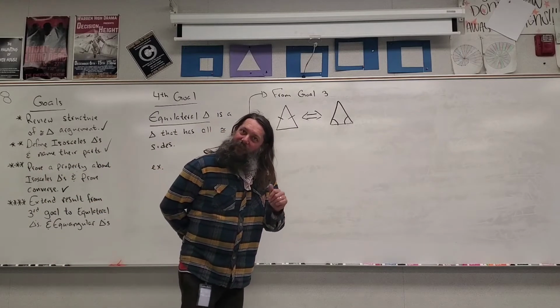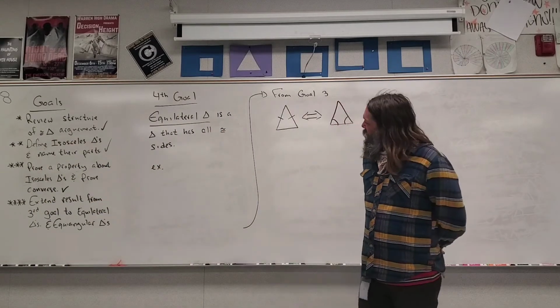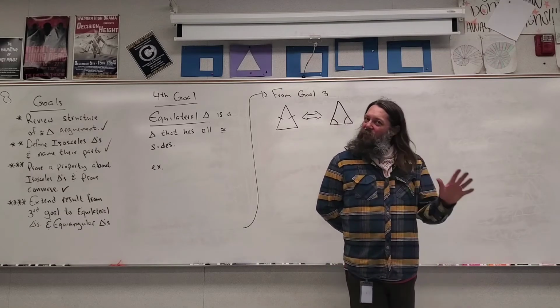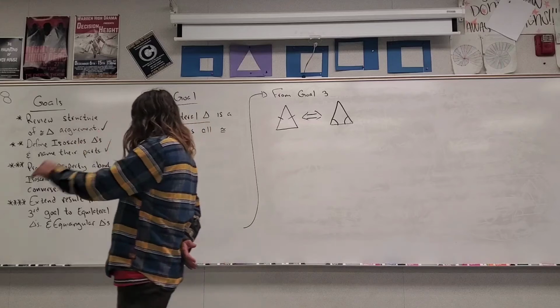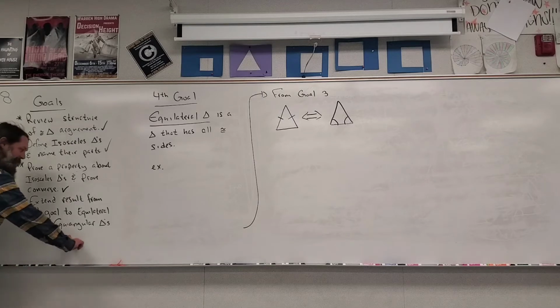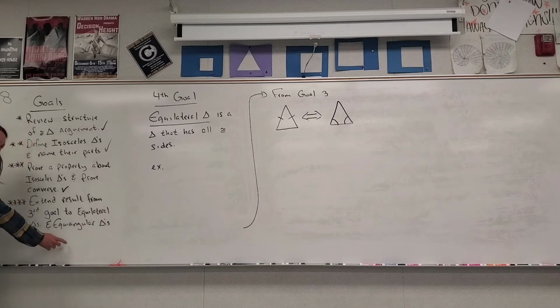I'm back. So let's go ahead and jump into our fourth and final goal. This is going to take two sections to go over, but they're going to be pretty short. From what I can tell and I mapped out in my mind. All right, so the fourth goal is to extend the result from the third goal to equilateral triangles and equiangular triangles. I just added this. Make sure you add this to your goals, please.